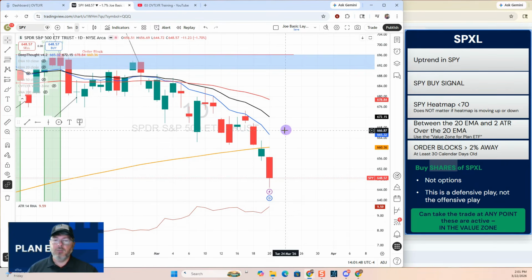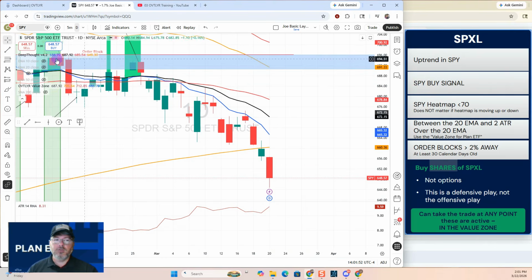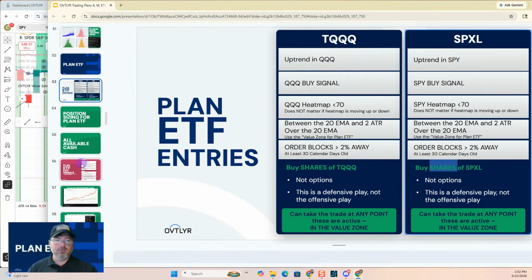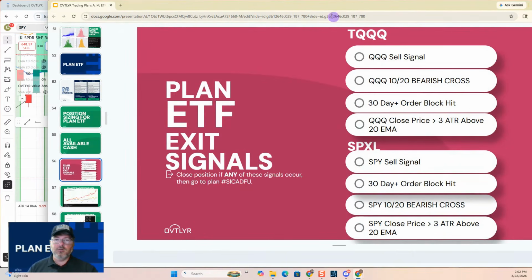And remember, if this price was in the outlier value zone at any point, he would trade it. It wouldn't matter if it was down here. It wouldn't matter if it was up here. He would still trade it, right? So what do we need to be concerned of next? Exit signals. Plan ETF exit signals.